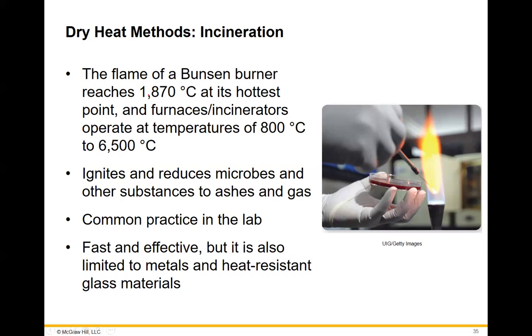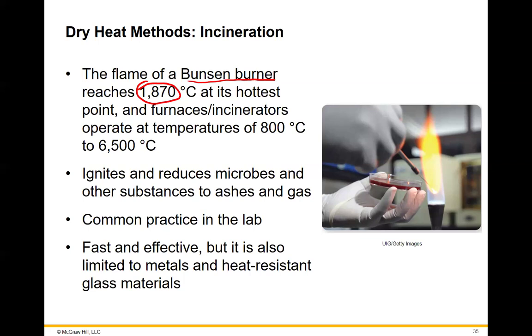So anyways, we have Bunsen burners. You know that. This is going to be 1,870 degrees Celsius, so quite a lot higher than the other. And if you're trying to put things in furnaces or incinerators, that can be anywhere from 800 to 6,500. They're going to use the higher temperature stuff for things like crematoriums, so it's faster to burn and more effective.